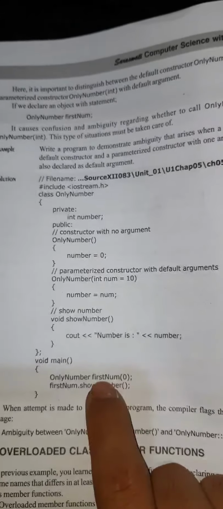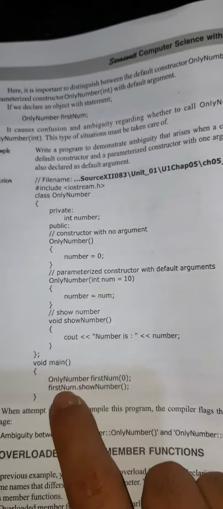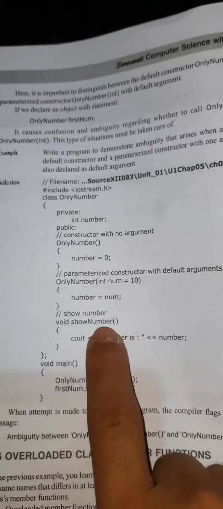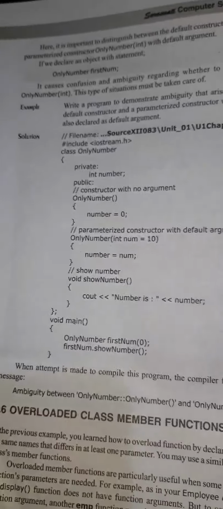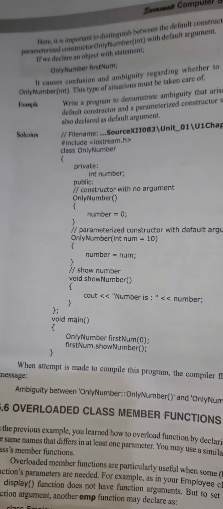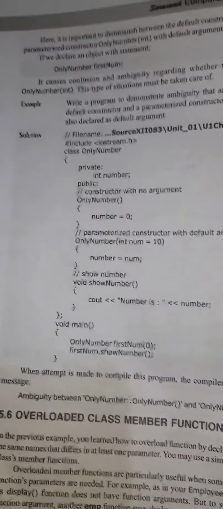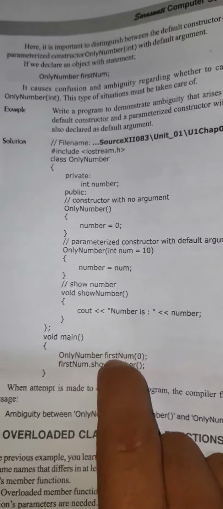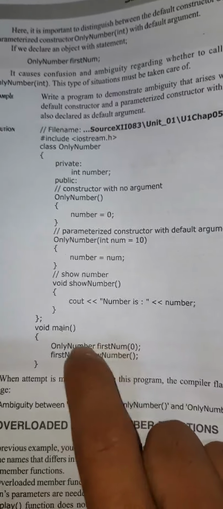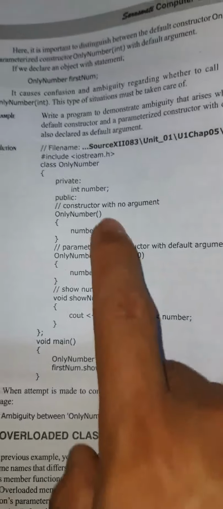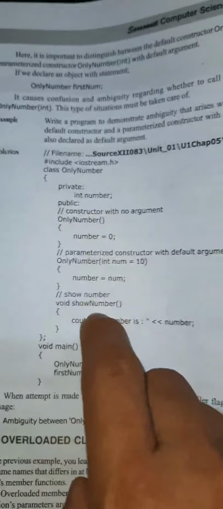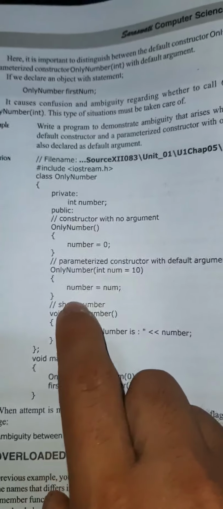So the object gets declared, that is, the object name is first num. As you can see in the next line, first num dot show number, this will invoke the calling function. As you know, a constructor gets invoked whenever an object gets declared. As soon as this object gets created by the class name Number, the constructor gets invoked. But in this case two constructors are there, so which one will it invoke?